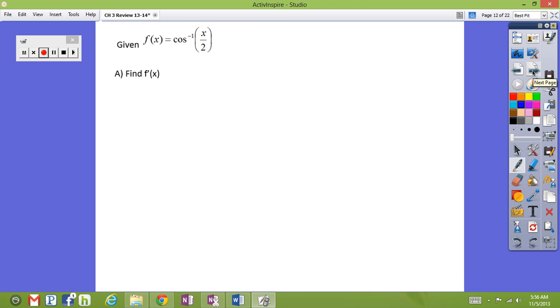Next problem, go ahead and press pause. I'm just asking you to find the derivative. So pause. Alright, so cosine would be negative 1 over the square root of 1 minus squared. So that's the derivative of the outside. Leave the inside times the derivative of the inside. So let's clean this up a bit.